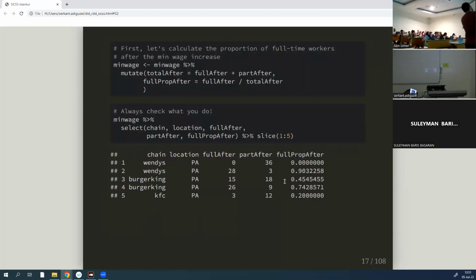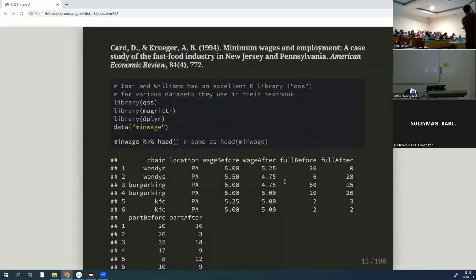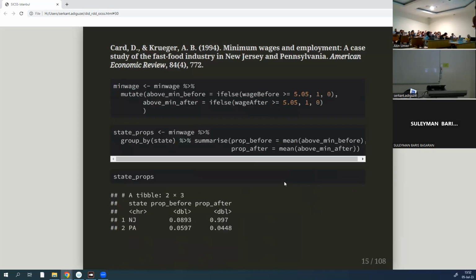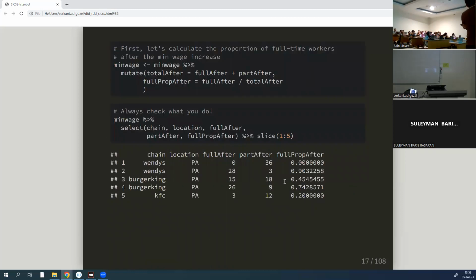So what do I do here? If you go back to the data, there is full-time and part-time employment. Since I'm interested in the full-time proportion, I'm creating this full prop after, which is the full proportion. This is just the share of full-time employment. All right, and this is the result. If you inspect the data, this is the column I add with mutate. Mutate you already know, right? This is from dplyr. So you just create another column called full prop after.